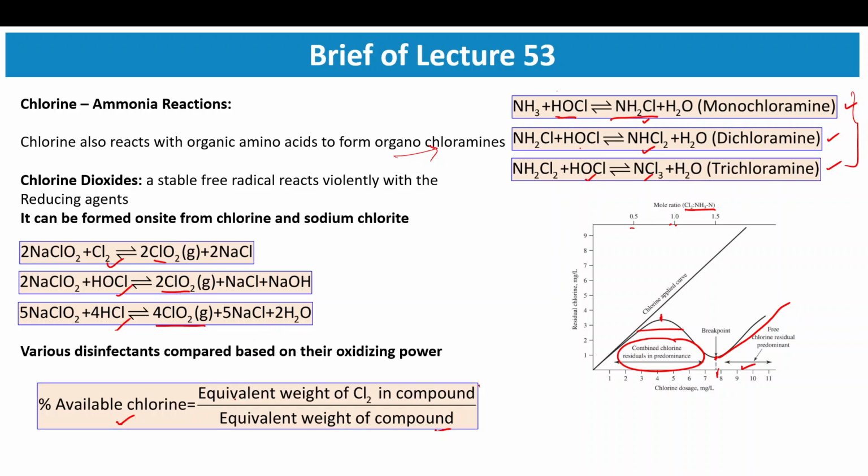It can be found out using this formula, where available chlorine is nothing but the equivalent weight of Cl2 in compound per unit equivalent weight of compound. And equivalent weight can be found out using this formula, which is nothing but molecular weight per unit number of electrons exchanged.